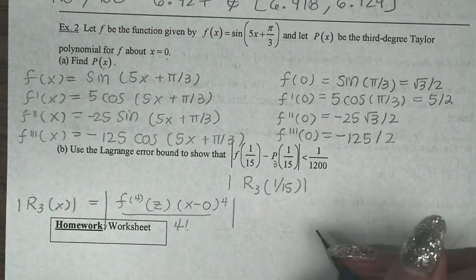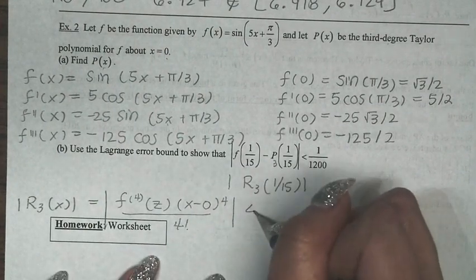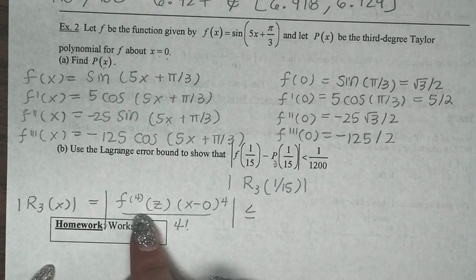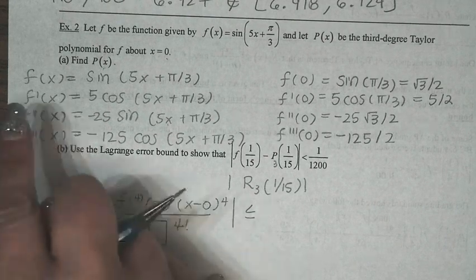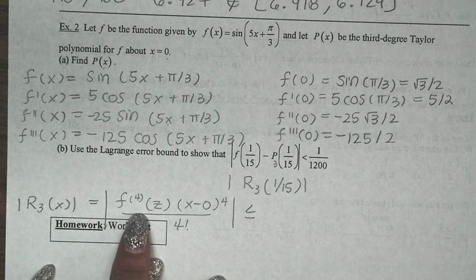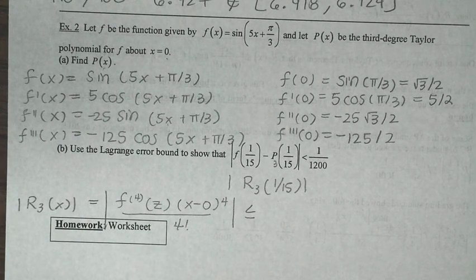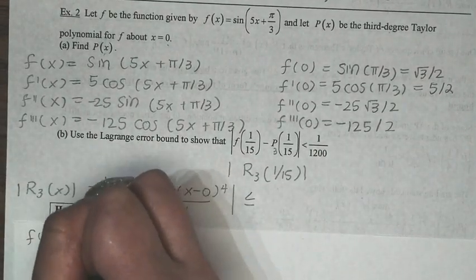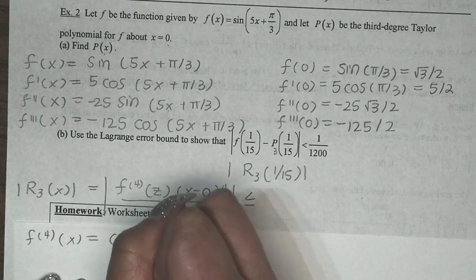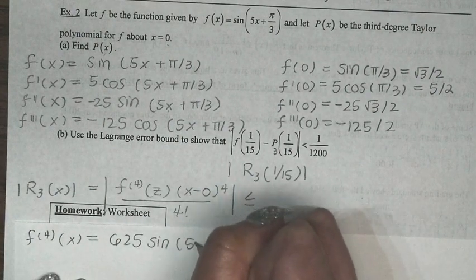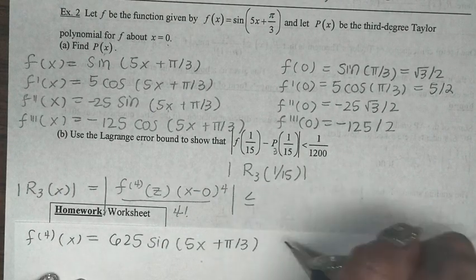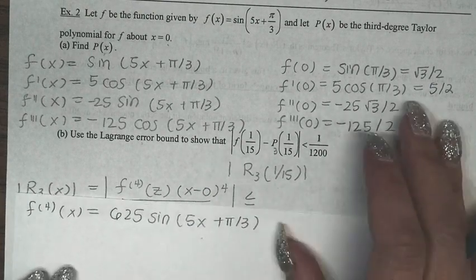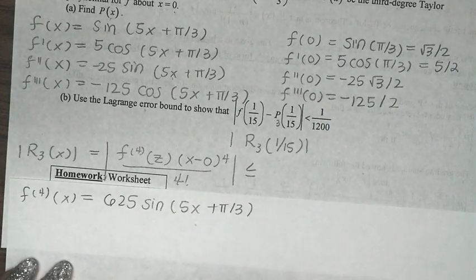You know that that should be bounded by something. But you're like, well, I don't know much about this. Well, let's see if we can find out. This is the third derivative. They want me to find the fourth derivative, so let's take the fourth derivative. The fourth derivative of this function of x is going to be equal to 625 sine of 5x plus pi over 3. And you're going to tell me, now what? I have no bound.